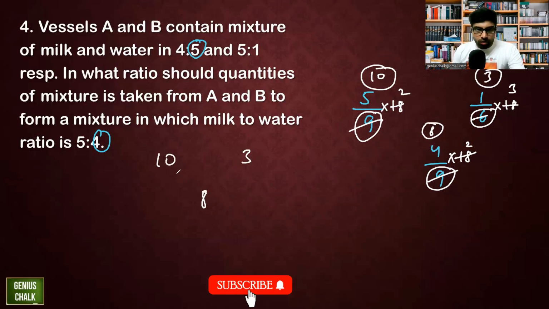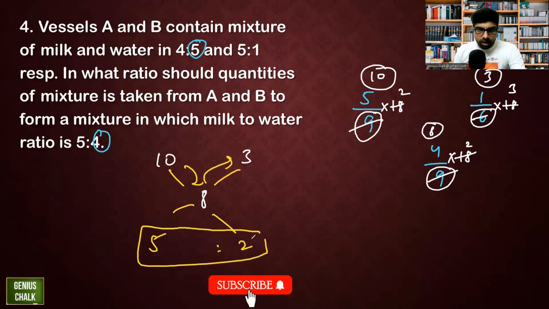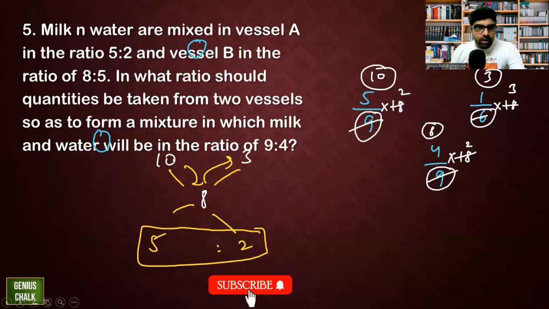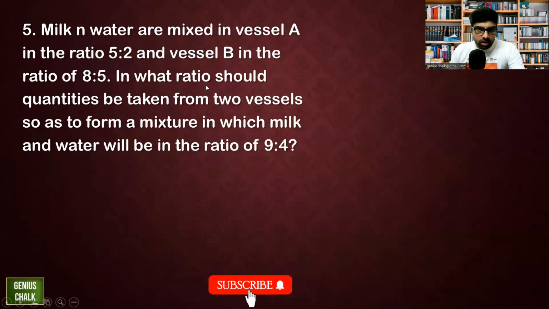Now we can solve it. The difference is 8 minus 3, 5. This is 10 minus 8, 2. So this is our final answer, 5:2, and this is also what we got earlier. I hope you are getting my point. And similarly, you can solve this as well.